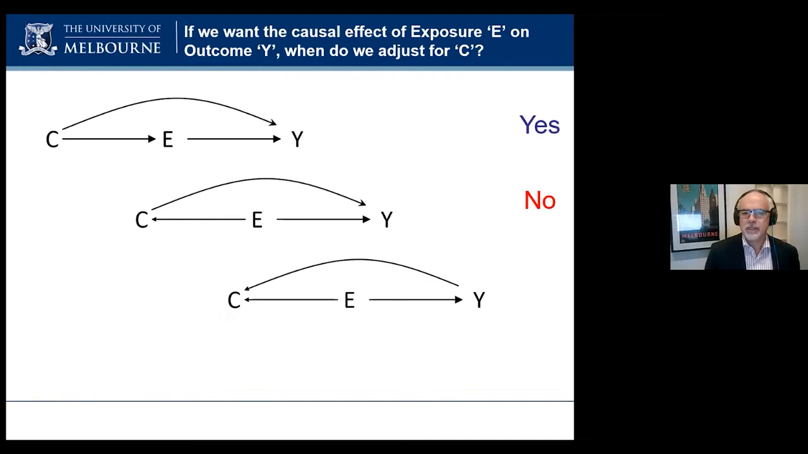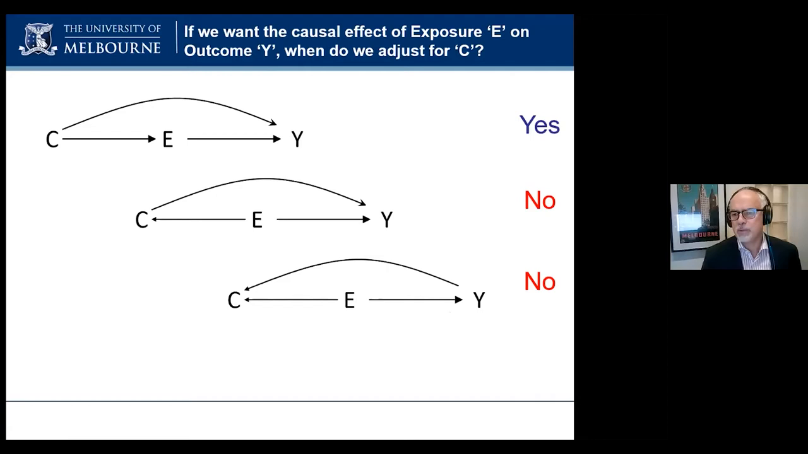Here's the same causal diagram with the arrows in slightly different directions. There's our exposure, there's our outcome, and there's C now. And it's actually got arrows going in both ways. It is no longer C for confounder, but C for collider. Do you adjust for C to try and identify the causal effect of E on Y? No, because it's basically going to induce a selection bias or collider bias.